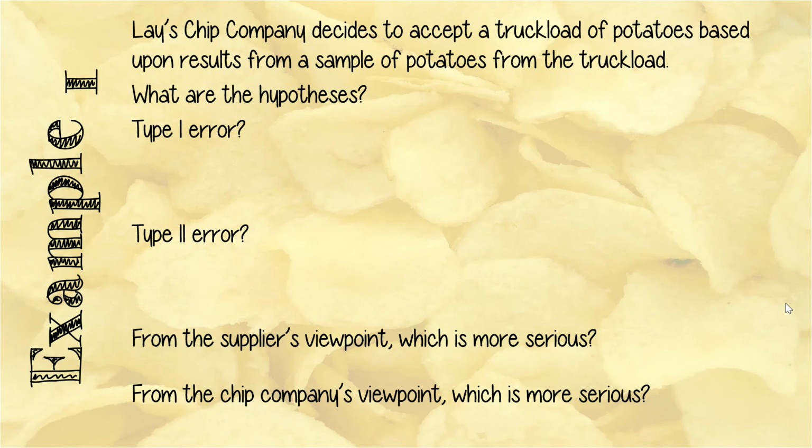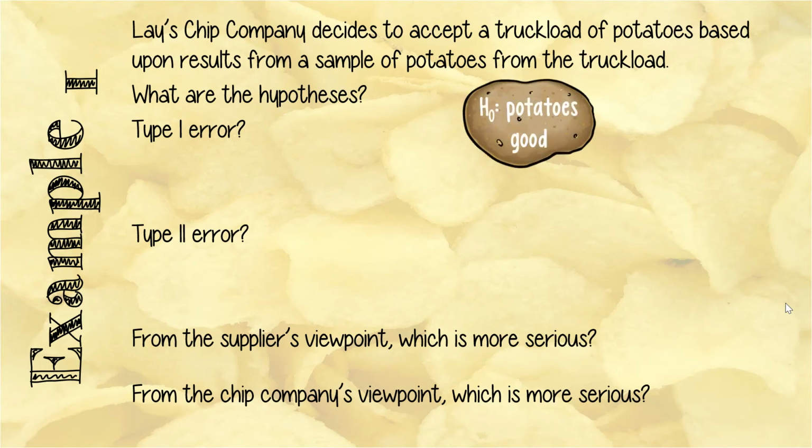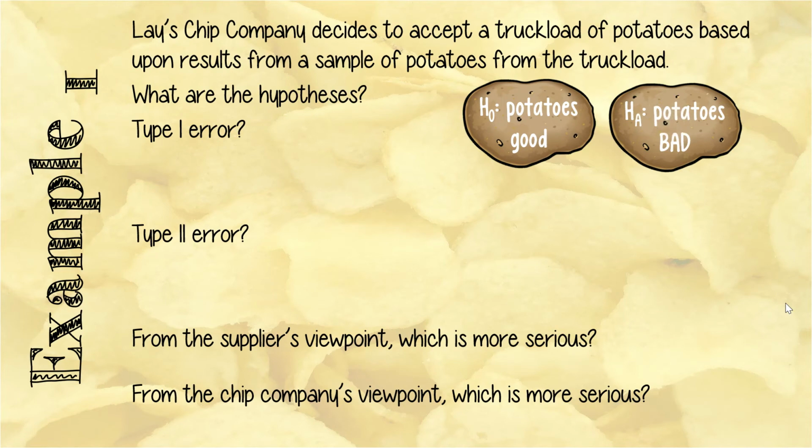All right, pause the video and try to do this example with the Lay's potato chips. All right, welcome back. So notice this is trying to decide if an entire truckload is going to be acceptable. So I kept this one simple. Null, potatoes good. Alternative, potatoes bad. So again, the null is dull. There's no trickery, there's no fishiness, the potatoes are fine, the dice is fair, and the alternative is like, I wonder if it's okay. I wonder if the dice is loaded. I wonder if all those potatoes are bad.